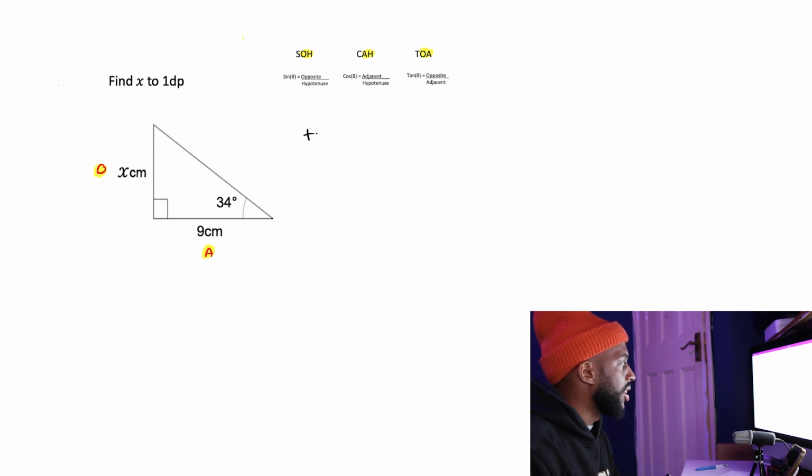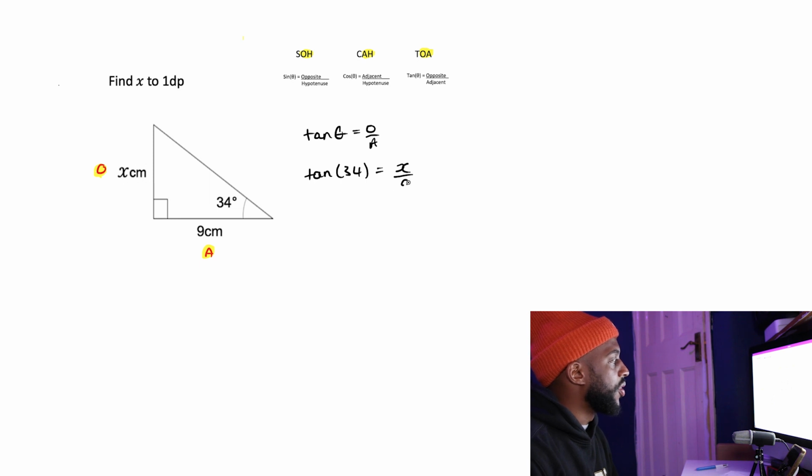So we're going to get tan theta equals opposite over adjacent. Then we're going to fill in the values we know. So we know that theta is 34. So we put that in. Our opposite's x, so we're going to put x, and that's going to be over 9.